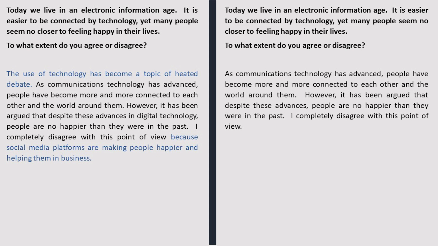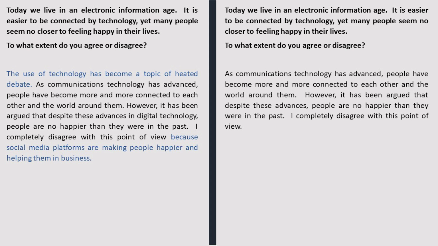Now, on the right, which is the good introduction, I've just fully deleted that sentence. It wasn't necessary. Now you can look at the bottom, we have this other blue bit. The blue bit at the bottom says, because social media platforms are making people happier and helping them in business. So this is part of the person presenting their position.